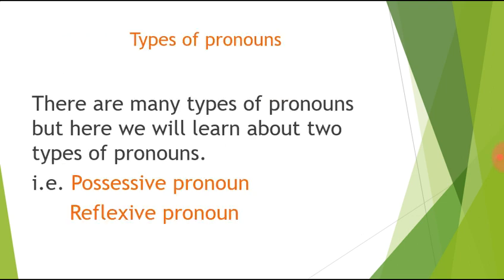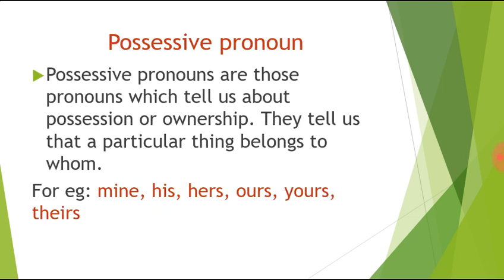Now move ahead. Here there are many types of pronouns, but we are going to learn about only two types of pronouns. So they are the possessive pronouns and the reflexive pronouns. First is the possessive pronoun. Now what are possessive pronouns? Possessive pronouns are those pronouns which tell us about possession or ownership. That means they tell us about the belongings of any particular person. They tell us that a particular thing belongs to whom.